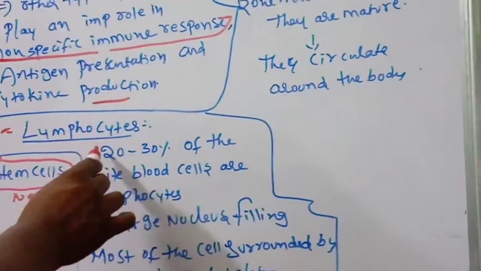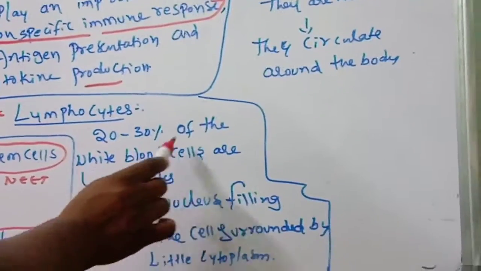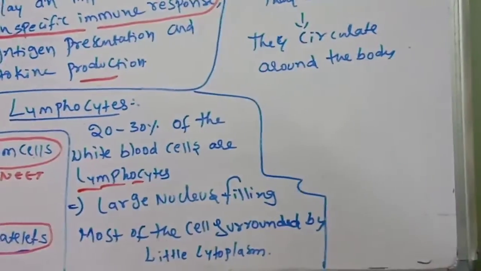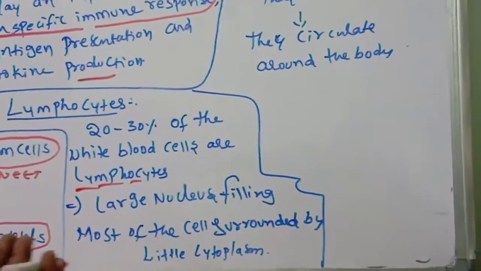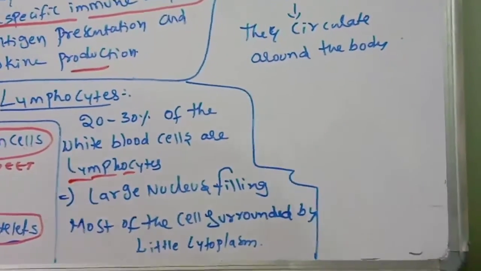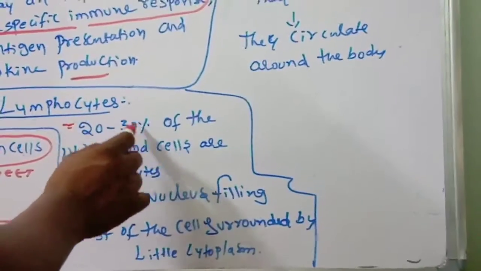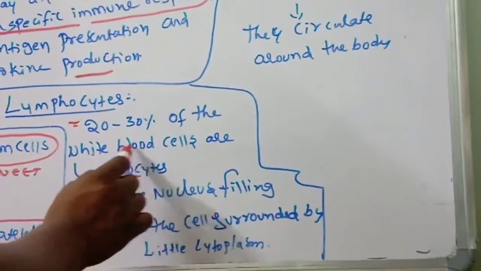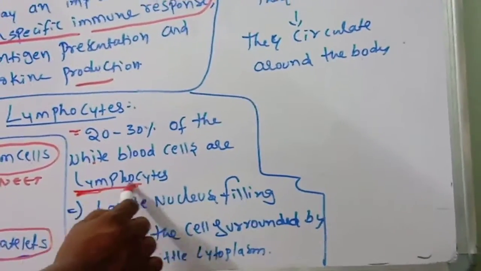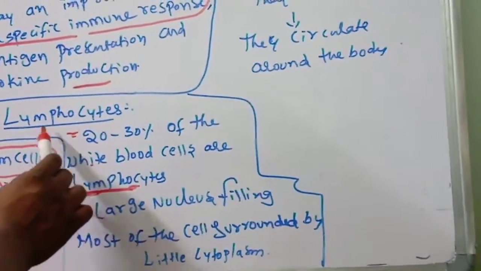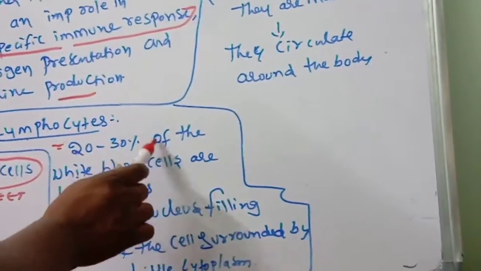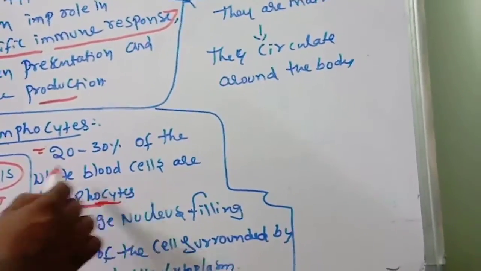The lymphocytes, 20 to 30% of white blood cells are lymphocytes. How many? So eosinophils, basophils, granulocytes, monocytes are there. Compared with all those cells, 20 to 30% of the white blood cells are what we call lymphocytes.